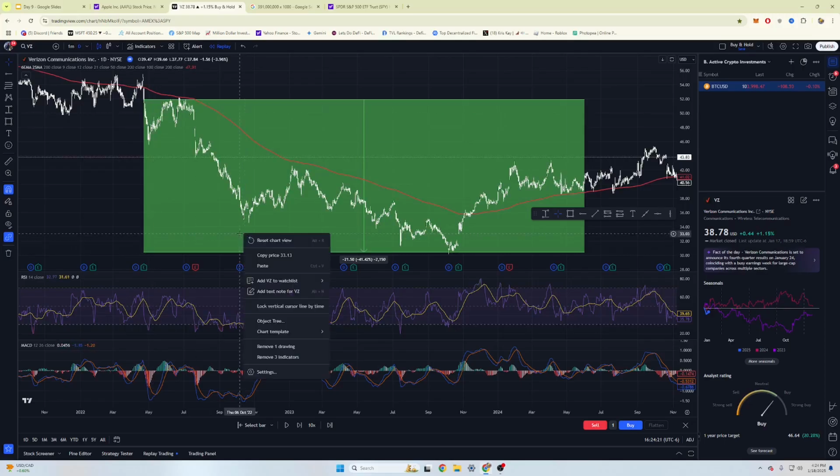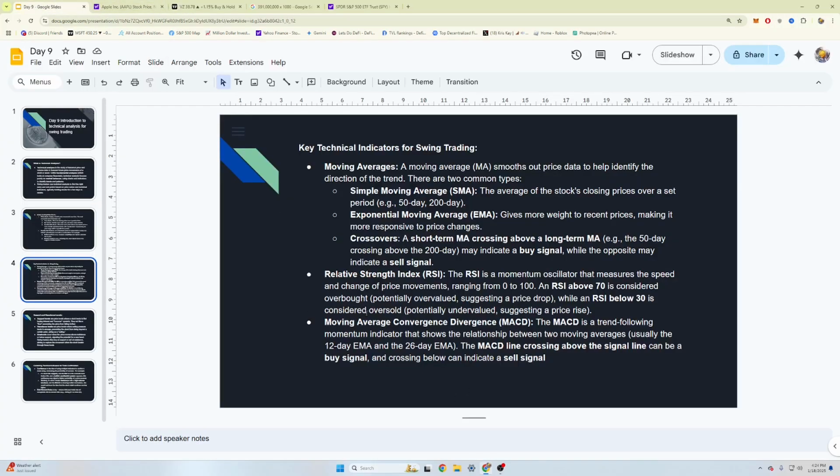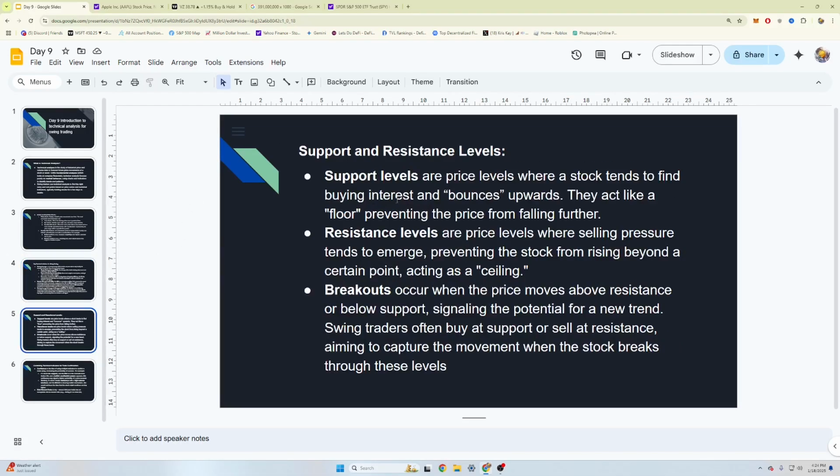That's it. Let's move that drawing out of there. Let's get that out the way. So yeah, that's pretty much it. That's the RSI and that's the MACD. We looked at both of those indicators. Let's get to the next one.